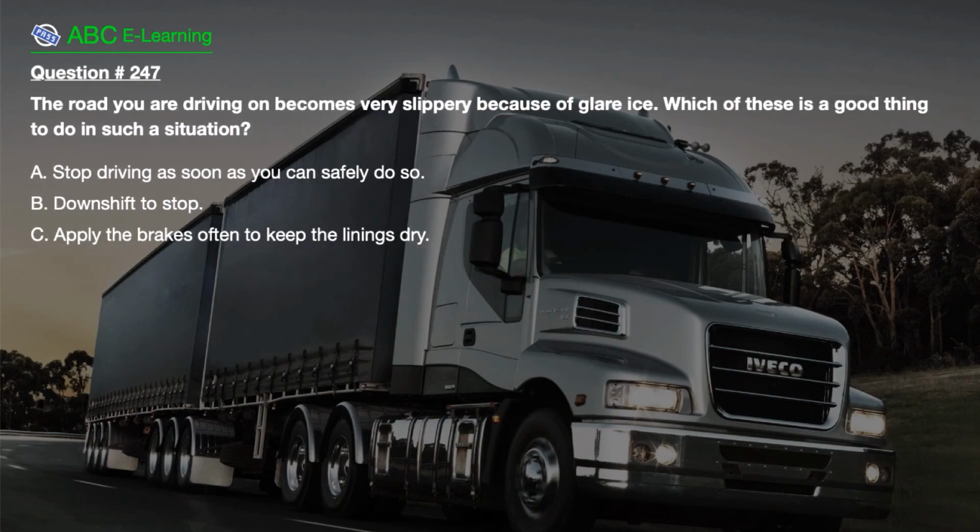Question number 247. The road you are driving on becomes very slippery because of glare ice. Which of these is a good thing to do in such a situation? A. Stop driving as soon as you can safely do so. B. Downshift to stop. C. Apply the brakes often to keep the linings dry.